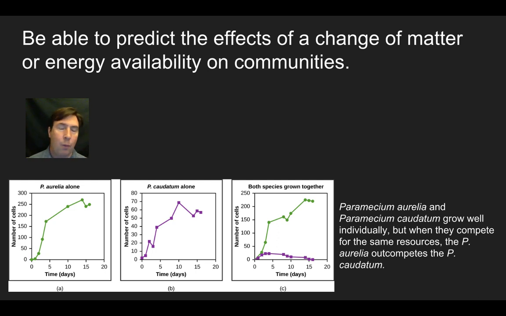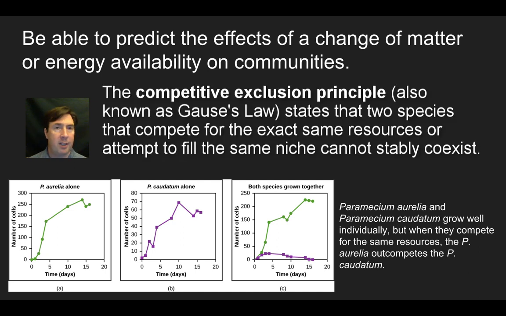But the fact that one is able to survive really, really well when they're both present, and one is only able to thrive when the other is not present, suggests that these two are competing for resources and just one is better. This is going to give us the concept of competitive exclusion. You can't really have two organisms fill the same niche, and when we try to grow them together, the P. aurelia is just much better at competing for these resources than the P. caudatum in this given environment. And so as a result, from that competition, really only one of the two species thrives in this given environment.